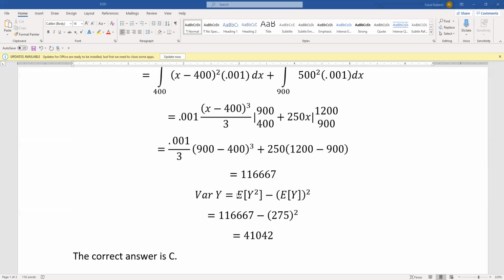Variance of Y is E of Y squared minus E of Y whole squared. So E of Y squared is this, and E of Y was found to be 275. And this simplifies to 41042. That was choice C.